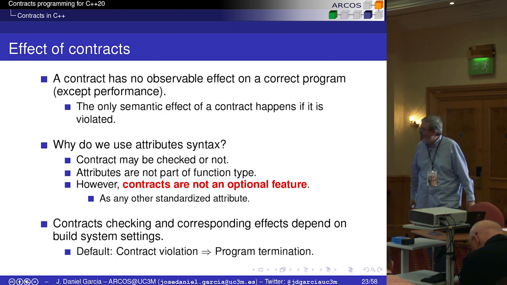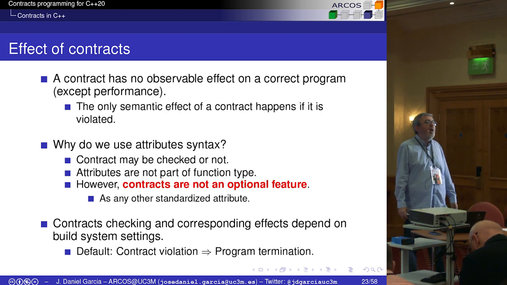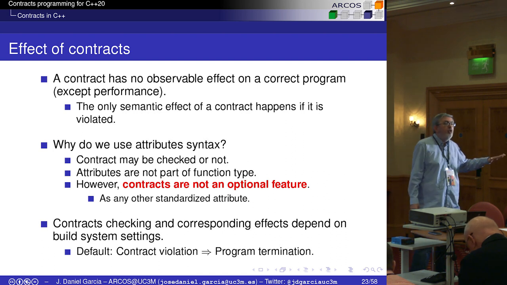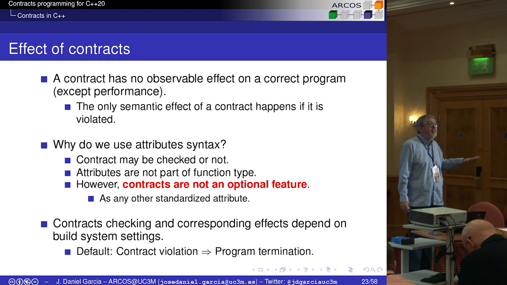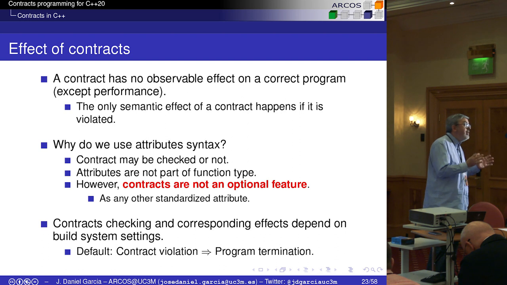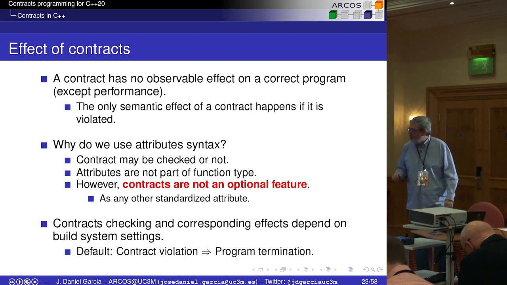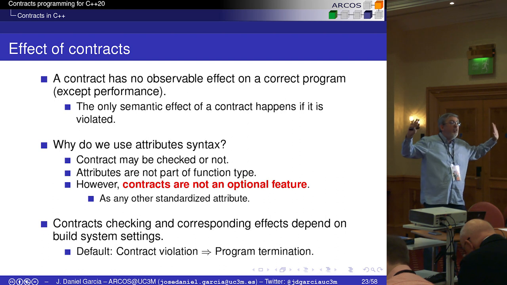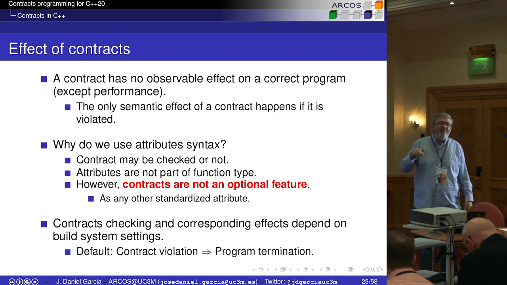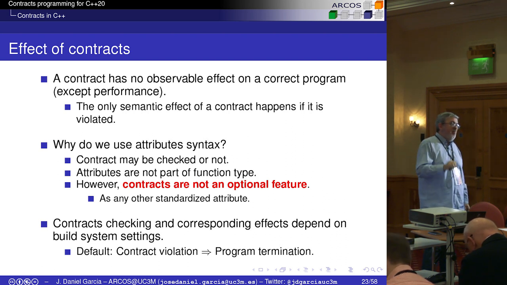Contract checking and the effects depend on some build system settings. And this is the first time in the C++ standard that we are going to say something about the build process. This is a change, because when you read the standard up to now, we do not say anything about build options. And now we will be saying something about the build options. So the default, if you take all the defaults, the easy way, a contract violation results in program termination.